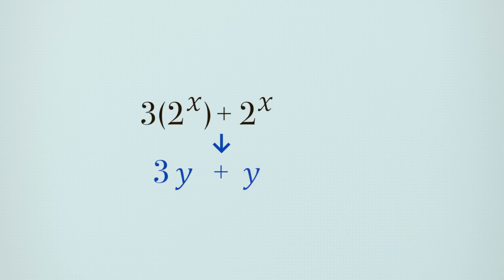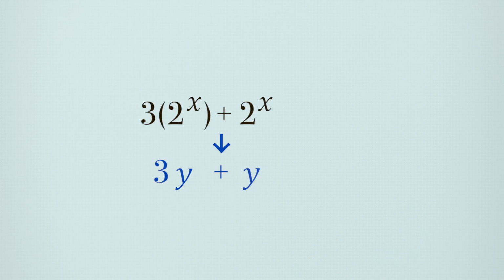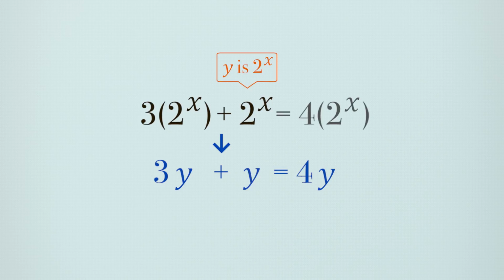Now, can you see that these two terms contain the same variable, y, and are therefore like terms? So we can just add the terms 3y and y to get 4y. Since y is 2 to the power of x, we will have 4 times 2 to the power of x.